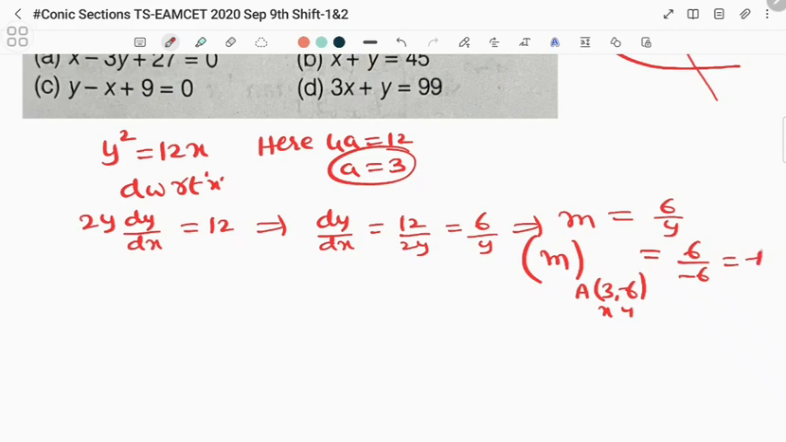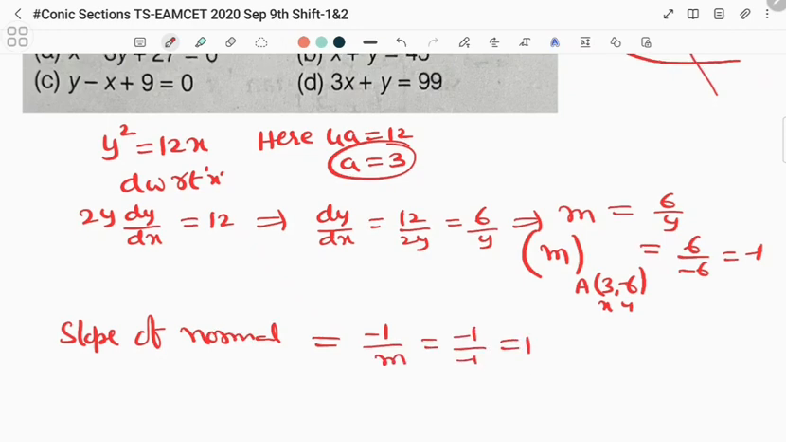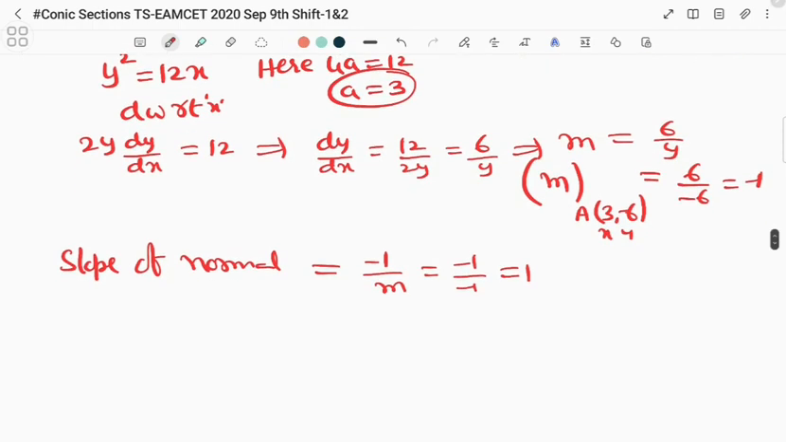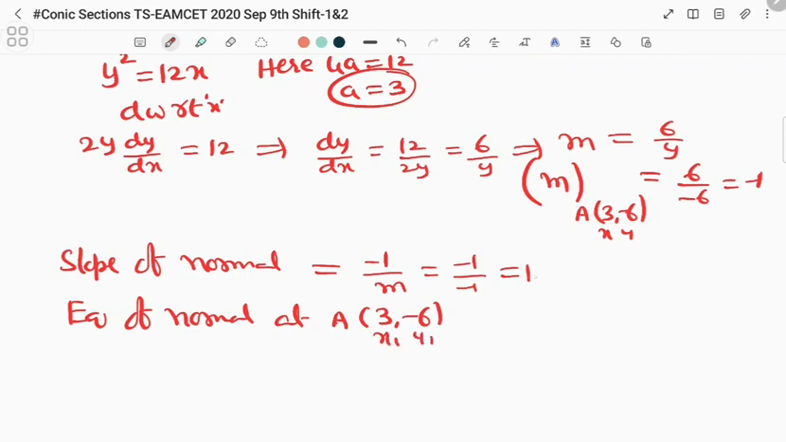This is the slope of the tangent, minus 1. Slope of normal is equal to minus 1 by m. So minus 1 by minus 1, which is equal to 1. Slope of normal, we got it now. Normal equation. Equation of normal at A of 3 comma minus 6. Slope is m equal to 1 now.